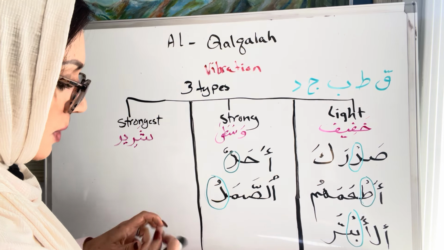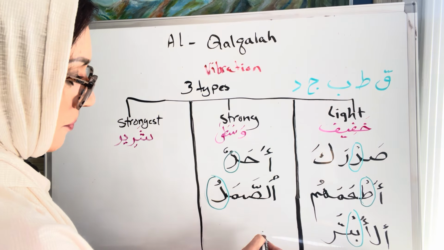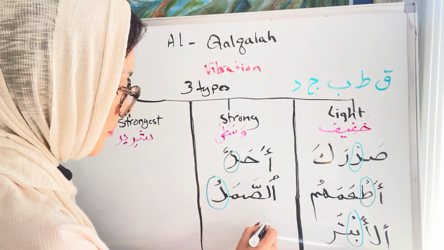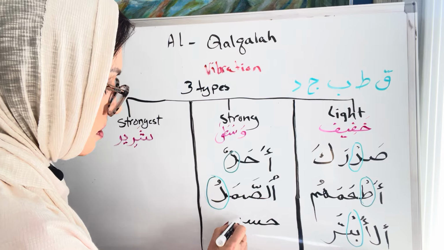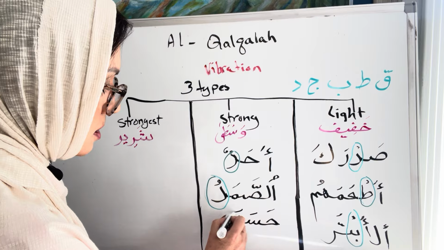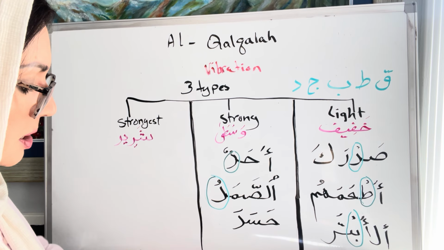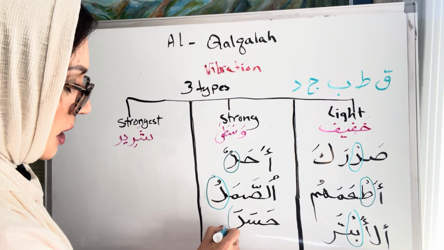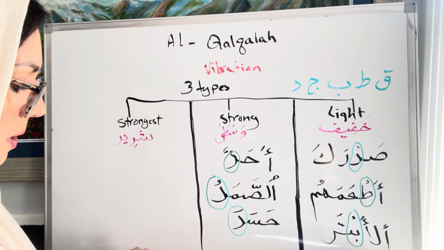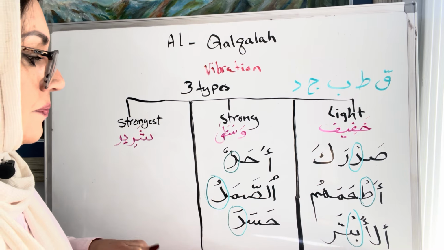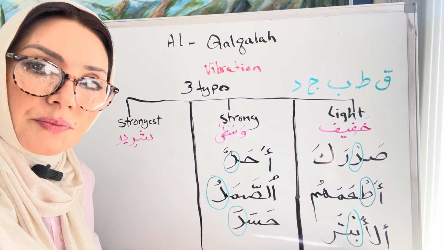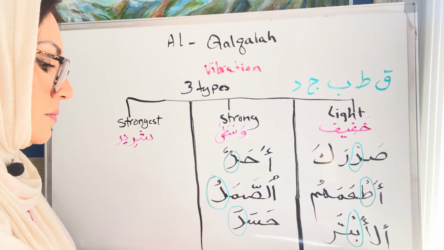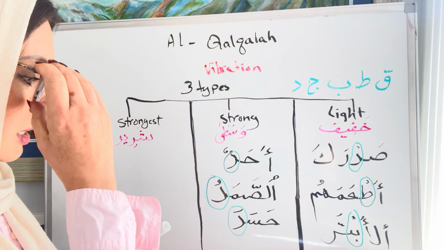And then the last one we have is, yeah, we can see that. Hasada. But here's the dal again. When we stop on it, it becomes hasad, hasad, right? Hasad. You have to give the space of the dal.